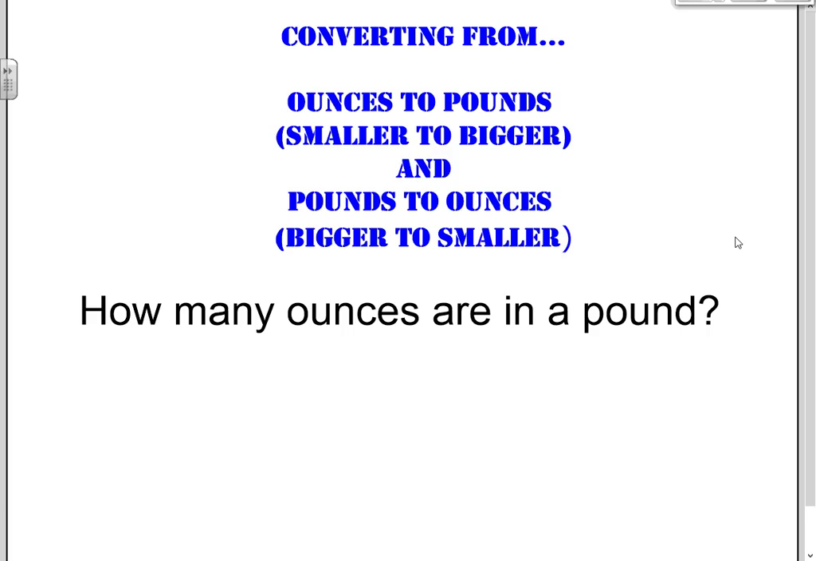our number of ounces in a pound. So we're going to be converting between ounces and pounds. And if you look at your conversion sheet, you would see that there are 16 ounces in 1 pound. I'm not exactly sure where they got those abbreviations from, but those are the abbreviations for ounces and pounds.